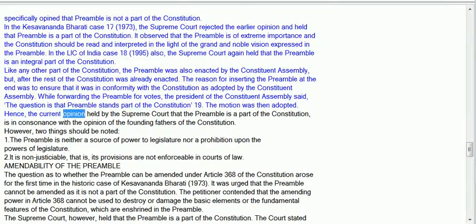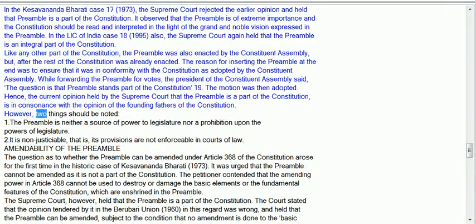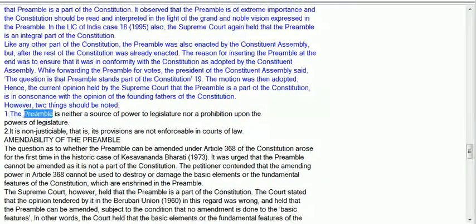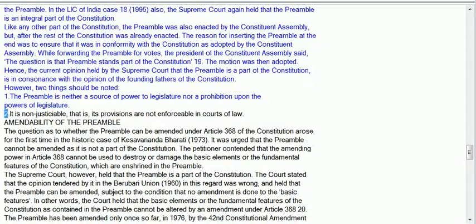Hence, the current opinion held by the Supreme Court that the preamble is a part of the Constitution is in consonance with the opinion of the Founding Fathers of the Constitution. However, two things should be noted. 1. The preamble is neither a source of power to legislature nor a prohibition upon the powers of legislature. 2. It is non-justiciable, that is, its provisions are not enforceable in courts of law.